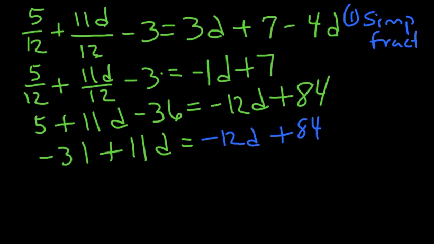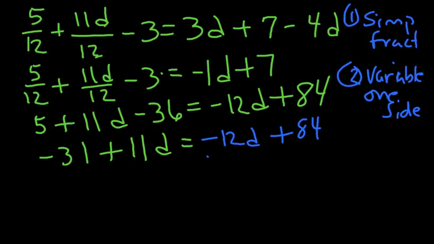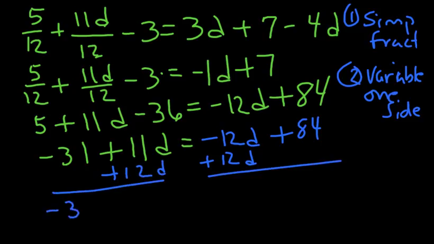Now, number 2. Got to take care of the variables. Get them together on one side. So, I'm going to do plus 12D on both sides. That is going to give me negative 31 plus 23D equals, that cancels, this is 84. Okay, now I'm going to change screens so that we can get to the rest of this problem.